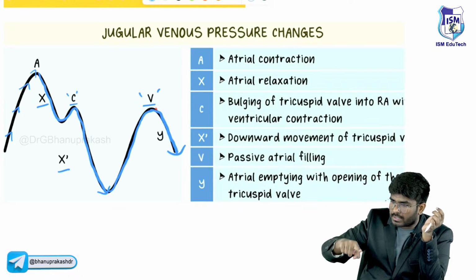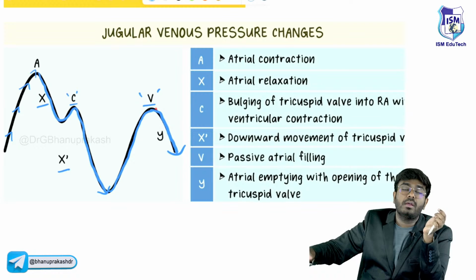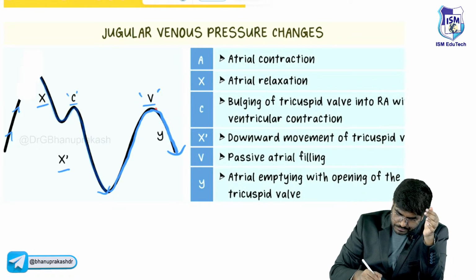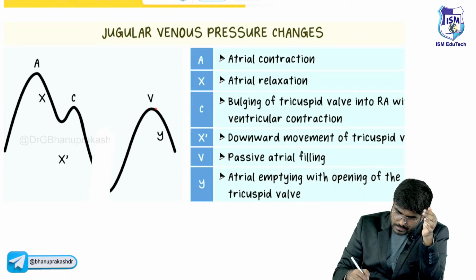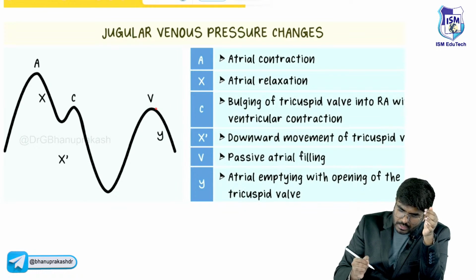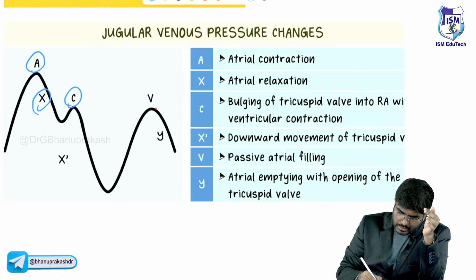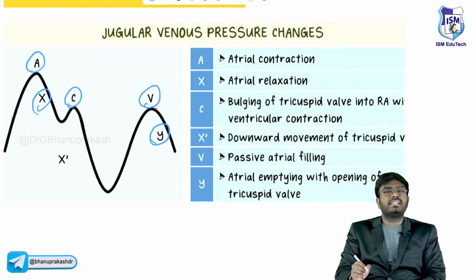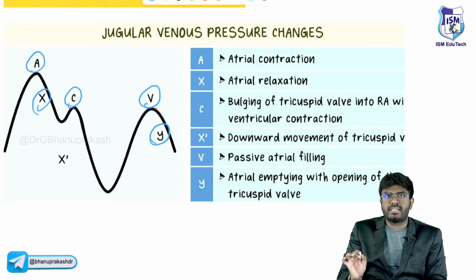Sometimes pressure increases, sometimes decreases. When it will increase and when it will decrease, now I will explain to you. Okay, look here, sir, how many waves are there? First of all, in jugular venous pressure changes, there are A, C, X, V, Y waves. Okay, five waves are there: A, C, X, V, Y.